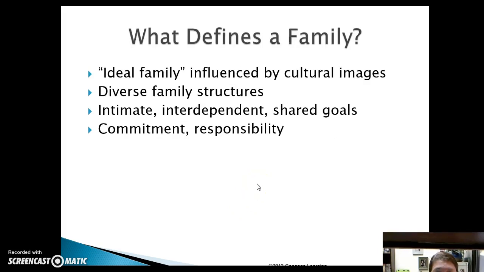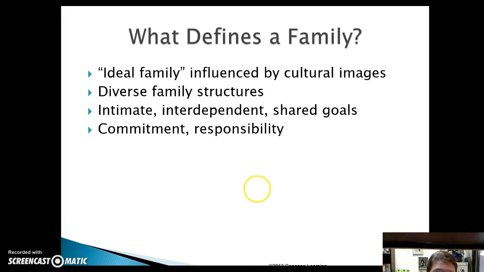So what defines a family? Your textbook does a great deal of talking about what the ideal family is, and the ideal family is influenced by many different things. Obviously, our cultural images influence the ideal family. If we were to hop back 75 or 80 years ago, the ideal family probably contained a mom, a dad, 4 or 5 kids. If we were to hop back only about 30 or 40 years ago, a mom, dad, and maybe 2 children. But we know today the ideal family for many people may be just a mom and some kids, or a grandma and a grandpa raising grandchildren. So the ideal family can be many different things.